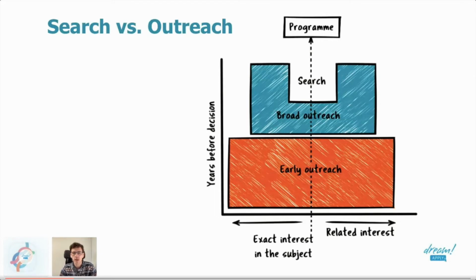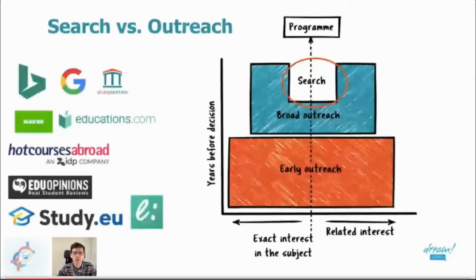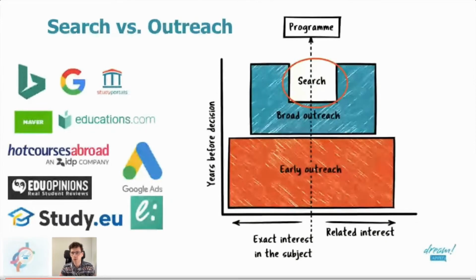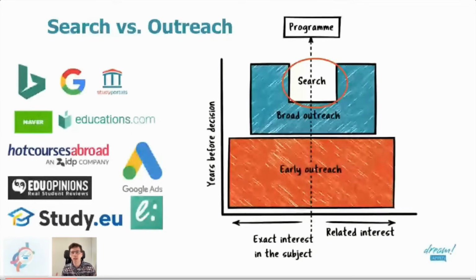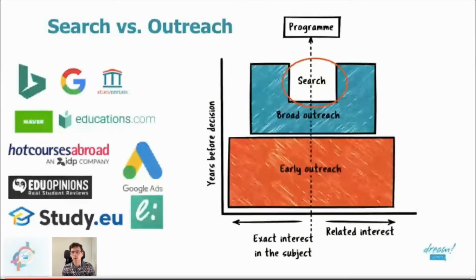So for search campaigns, we could show the different platforms. I would consider Bing, Google, but also study portal sites to be part of search, right? It's really a very direct channel. But then search will only reach those people who are already searching either for your institution's name or for the course or subject name. And that's only a very small subset of the potential students who might be interested and who might be a good fit with you.